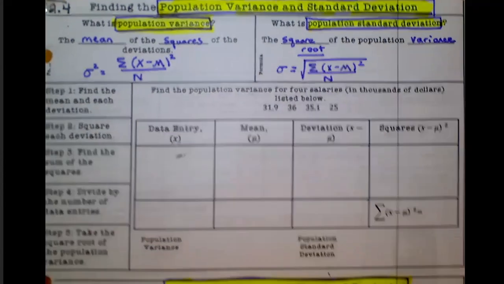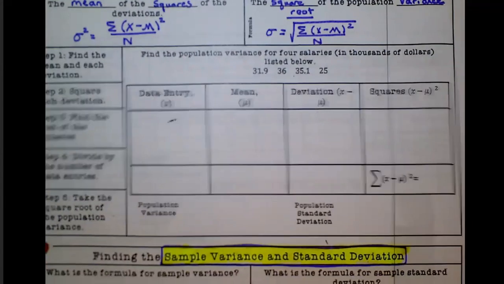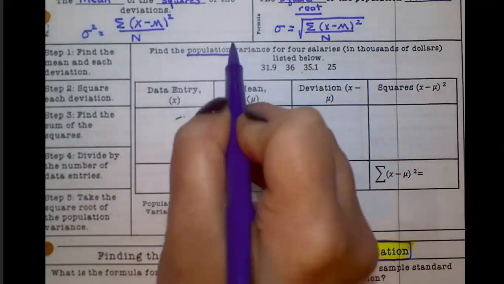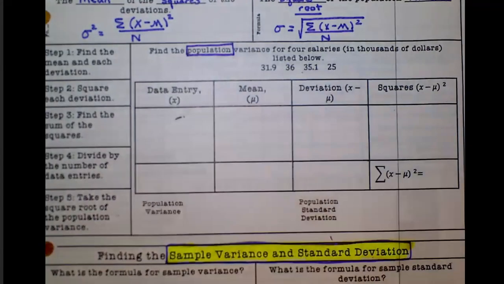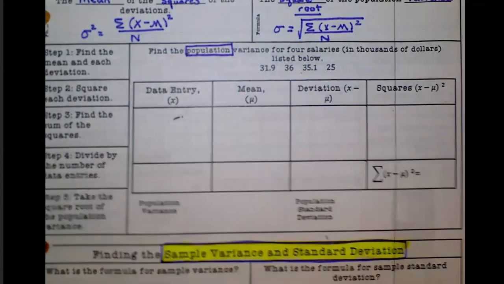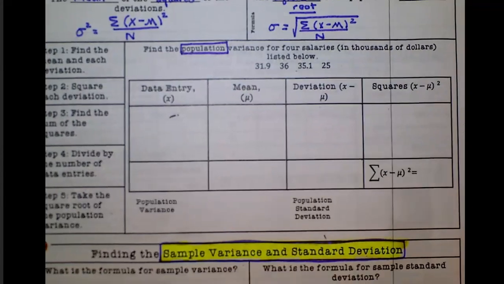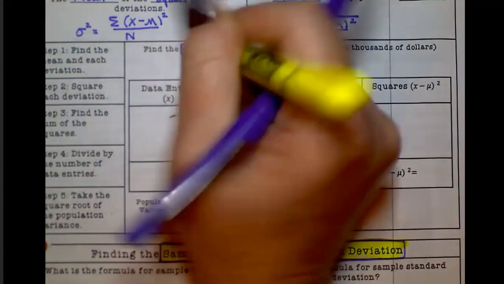Okay, so what we have here is, you're going to notice in your questions, it's going to tell you those words. So we know we're dealing with population. That tells me that I'm dealing with the population for these 4 salaries. There must be 4 employees at this company, and we're dealing with every one of those. So it should tell you again your population. So please pay attention to these words when you do your work, okay?